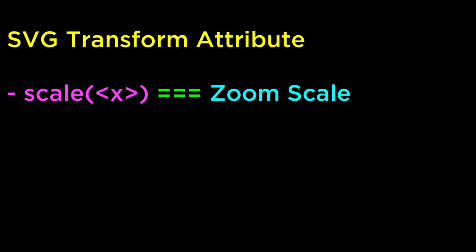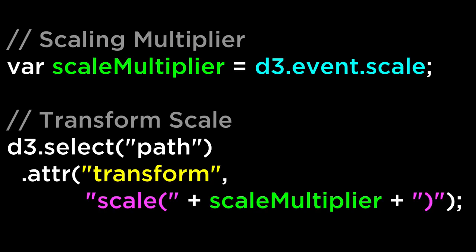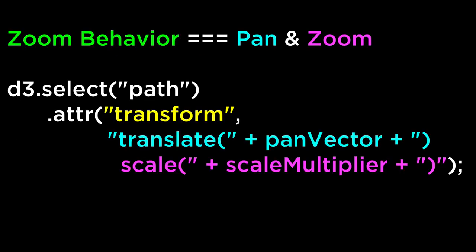So we can use the D3 zoom behavior to affect the SVG transform attribute, which in turn affects the SVG elements. This means that we can write the following in the event listener function. Once we know the scale multiplier from the zoom event, we can pass it to the SVG transform scale function and it will scale up or down the path, which means that our zoom will work perfectly normal. It will zoom in and out depending on what the zoom behavior is doing. By combining the two behaviors, we can replicate the full D3 zoom behavior.